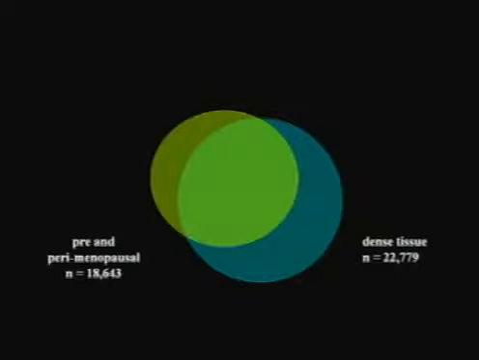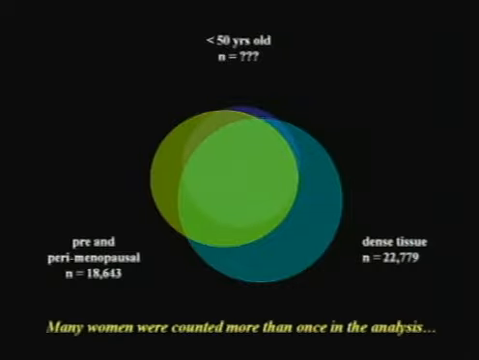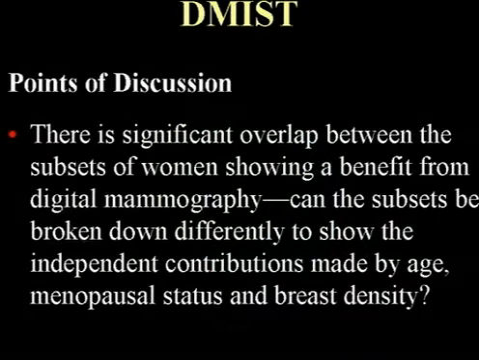How about the dense breast tissue? Well, most women who were less than 50 had dense breast tissue. And most of the women who were under 50 were pre- and perimenopausal and had dense breast tissue. Well, as it turns out, many of the women were counted up to 3 times in the analysis that was given out as the subcategories benefiting from digital mammography.